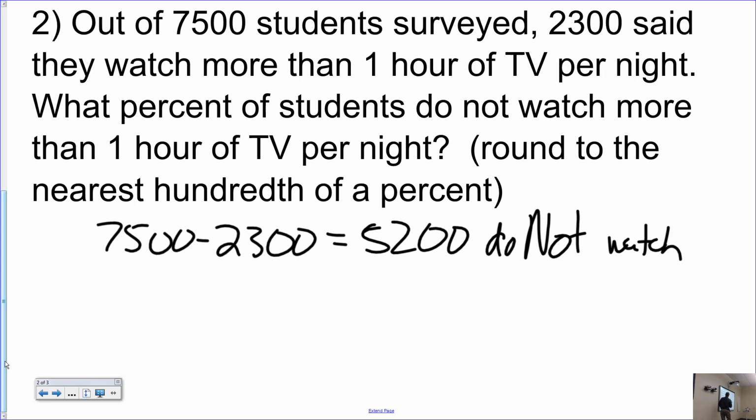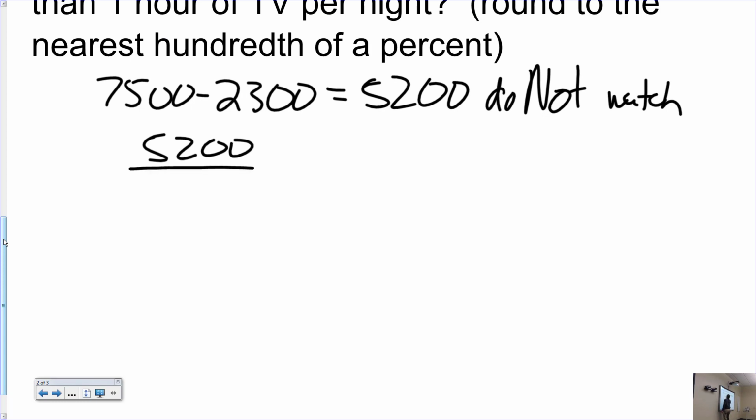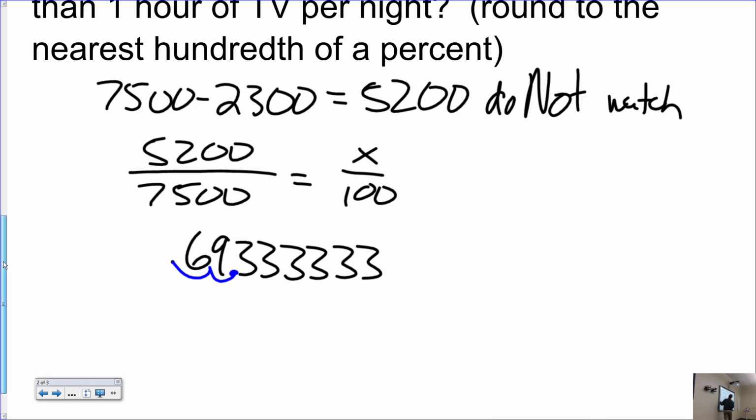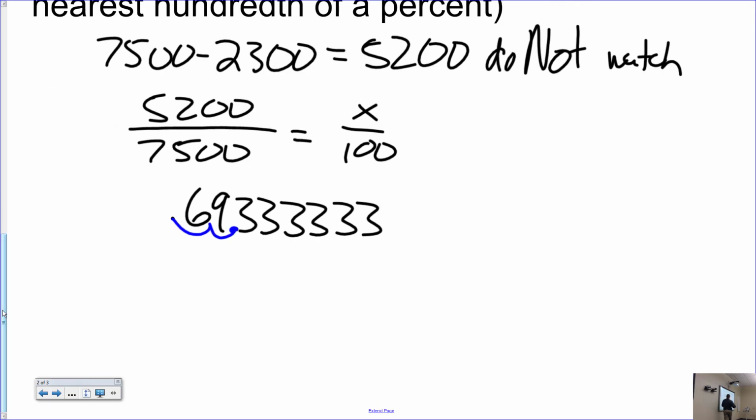So I did 5,200 over 7,500. And I basically just divided them, and I got 0.69333333. And then you have to move the decimal 2 places to the right because it's a percentage. So it's 69.3 repeating percent. What did the problem ask us to do, though? Round to the nearest hundredth of a percent, so how would you write it? 69.33. Exactly.